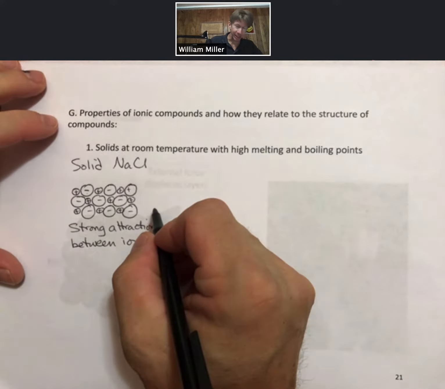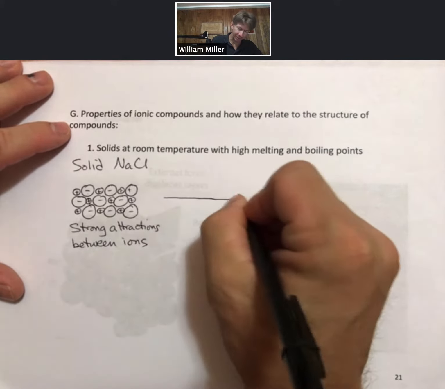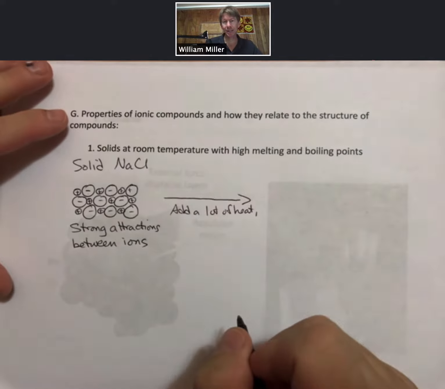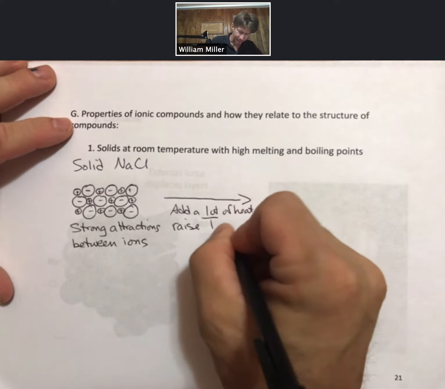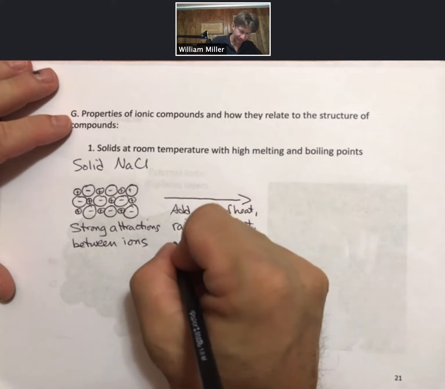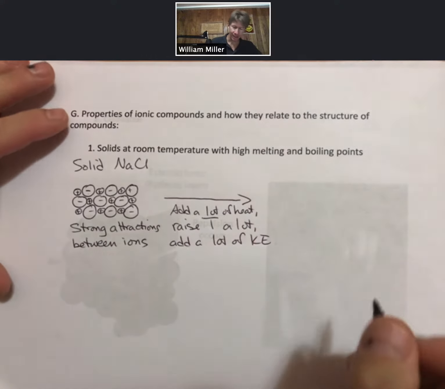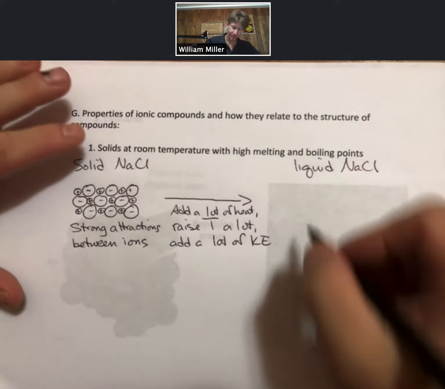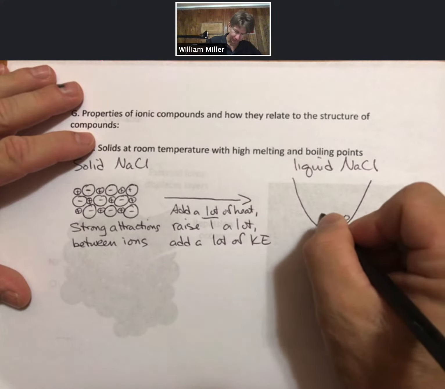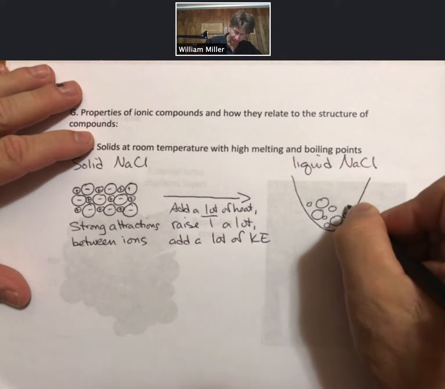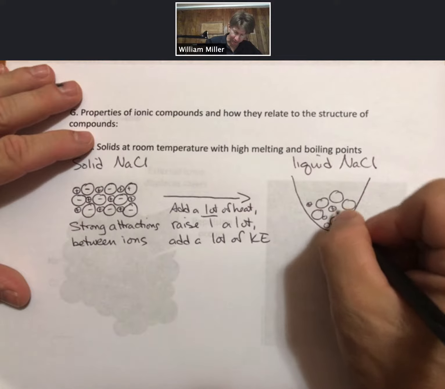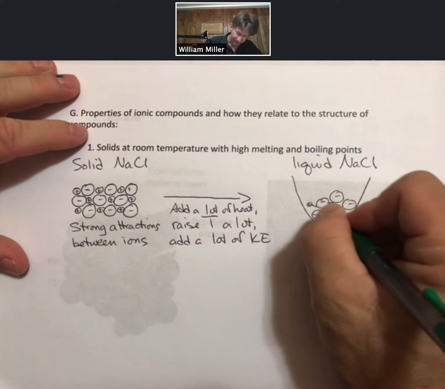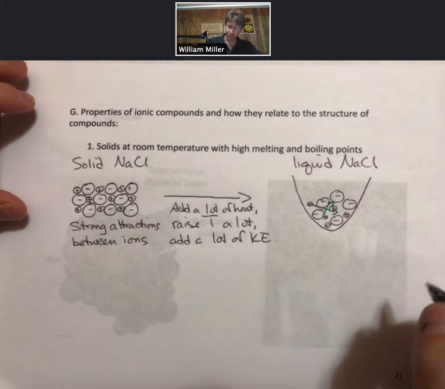So yes, eventually they do become liquids and gases, but in our picture of this process, you add a lot of heat, raise the temperature a lot, add a lot of kinetic energy, and eventually you will get liquid NaCl, in which the ions, and these are the tiny ones, or the pluses still, are moving around. You do have ion motion.